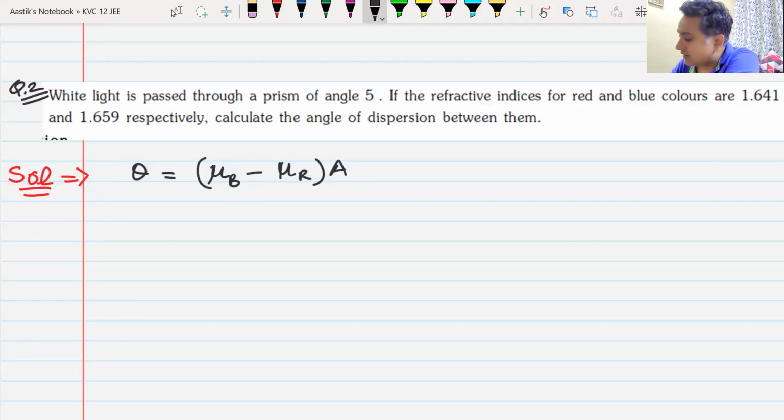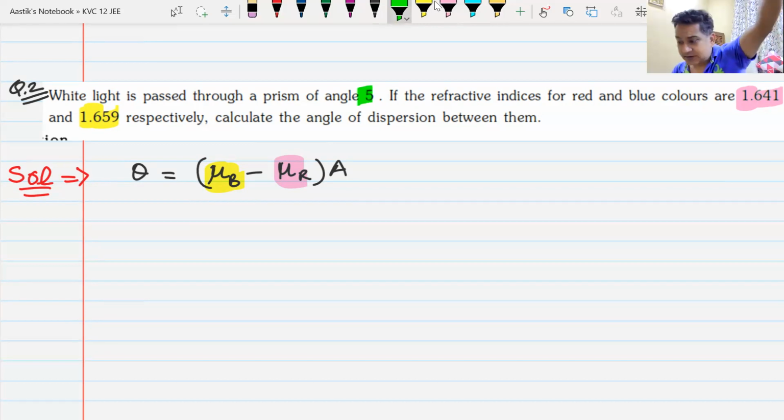Mu blue is given as 1.659. Mu red is given as 1.614. So 1.659 minus 1.614 multiplied by 5, and that will be the answer. Everyone got this in the class that I can now see? I was not able to see you before. Everyone is there? We understand this, bacha?